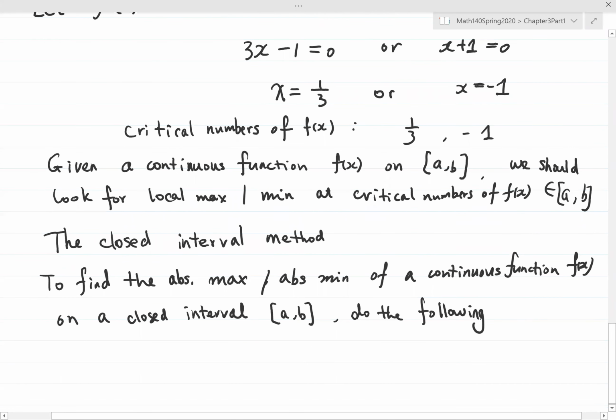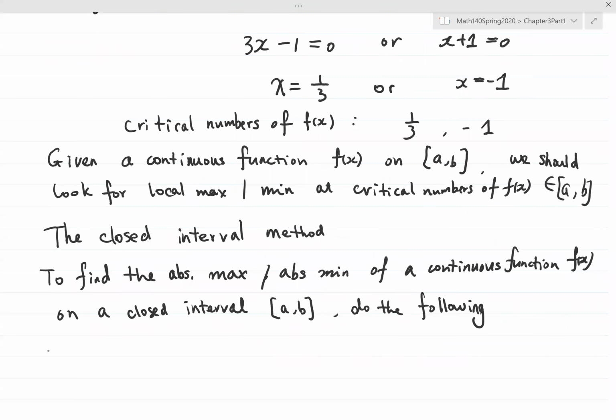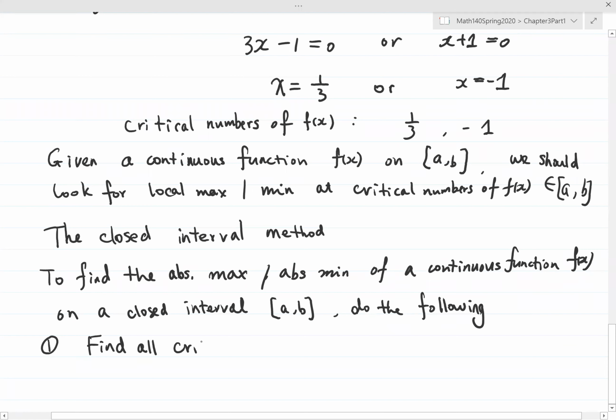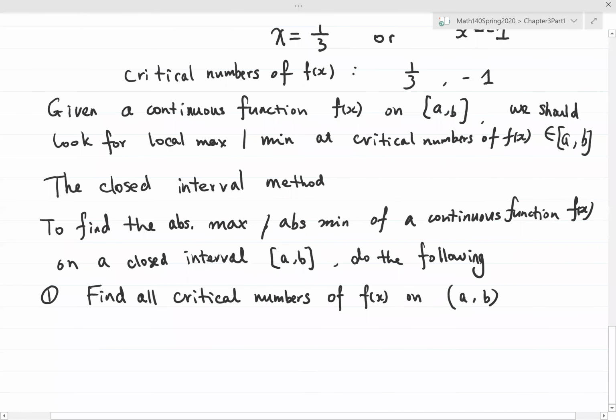First step, find all critical numbers of f(x) on the open interval a to b. Now for the boundary, we will look for its value. We will find its value. So we don't need the critical numbers at the boundary.